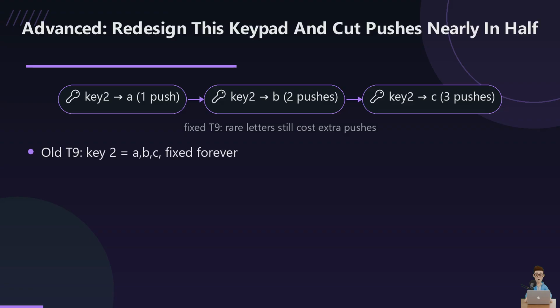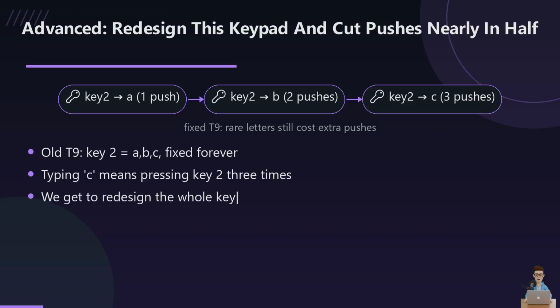Take an advanced level. This is an assignment problem in disguise. Minimize the sum of cost times weight over a free bijection from letters to key slots. Fixed T9 is one arbitrary assignment. We are optimizing over all of them. Keep that framing. It's the whole problem.